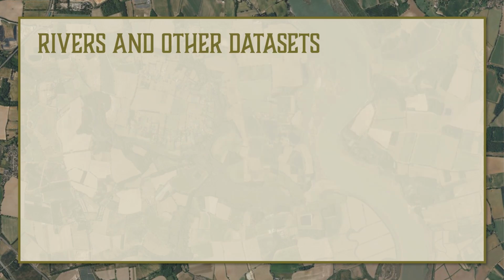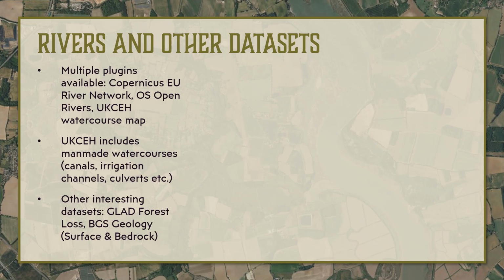So just something about rivers and other data sets. There are quite a few plugins. The ones I recommend are the Copernicus European River Network, OS Open Rivers, and the UK CEH Watercourse Map. The last one does include man-made watercourses, that's canals, culverts, irrigation channels.